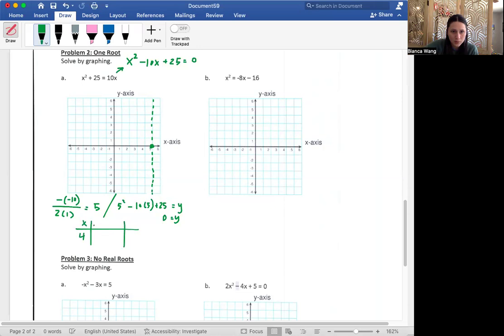So I'm going to put 4 here. And this would be 4 squared minus 10 times 4, which is 40, plus 25. And so let's plug that in. 4 squared is 16. 16 minus 40 plus 25 is 1. So my y would be 1. This would be at (4, 1).